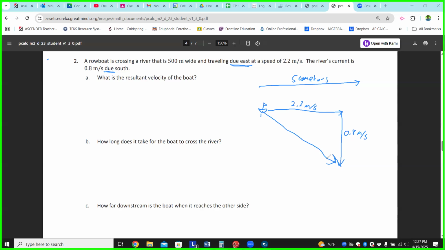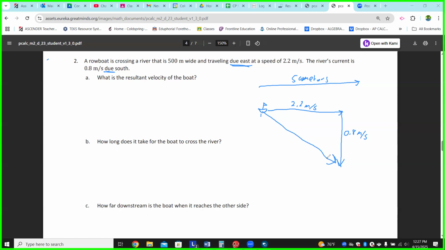Most vectors are. It definitely is. So I just added to this point because I know I'm traveling at this speed. I'm being pushed at this speed. So really and truly, I'm going at some type of angle. We are trying to calculate what is that angle and what is our distance to travel.